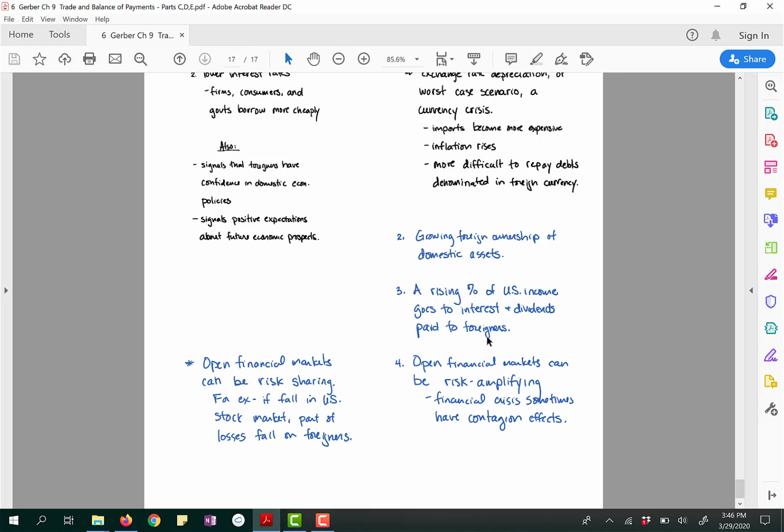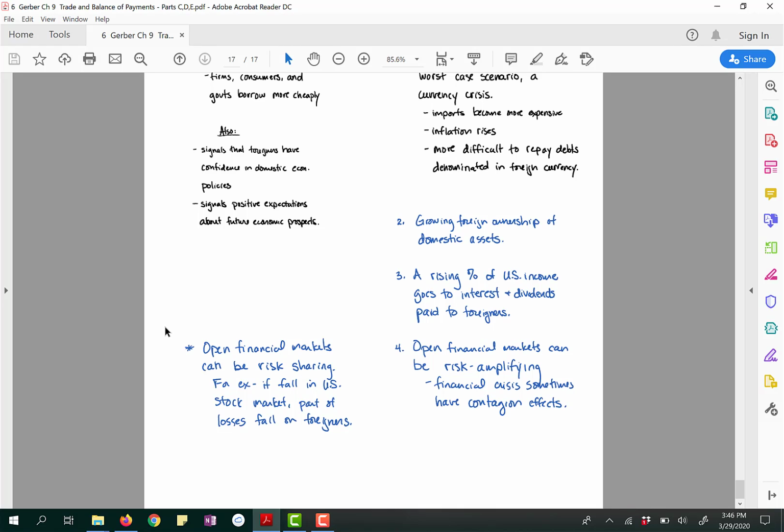So when you have a current account deficit and hence capital inflow, part of paying back that debt and paying dividends on stock ownership comes out of U.S. income. So it's a transfer of wealth from U.S. citizens to other citizens to some degree. And so, for example, the interest paid on government bonds that are held by foreigners, that's part of our tax revenue that goes to foreigners to pay interest.